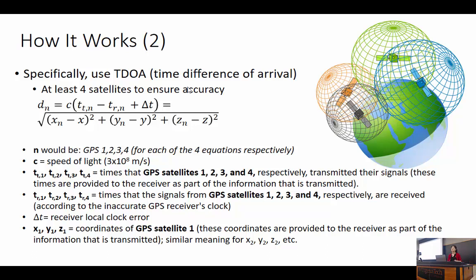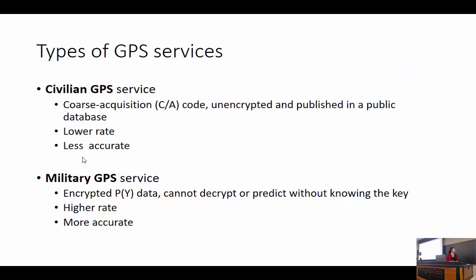If you have 4 satellites, then you will have 4 expressions, formulas like this, and you can solve all the 4 unknown variables, which include the delta t, the local time error compared to the satellite's atomic clock, and also x, y, z, which is the receiver's location. So you get the location and you get the time. That's basically the principle of how GPS works.